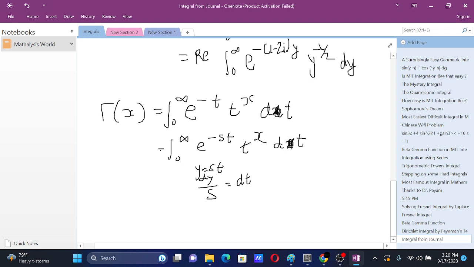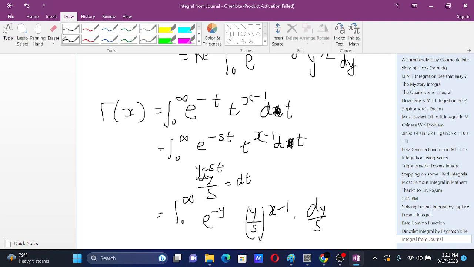Then the limits will again be 0 to infinity and e to the power minus y. Here I have done another mistake. This should be x minus 1. I'm extremely sorry for that. The integral of e to the power minus t, t to the power x minus 1 dt is the definition of gamma of x. And here we will have y by s to the power x minus 1, and again here we will have dy by s.